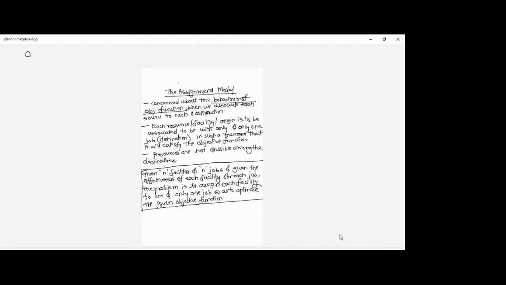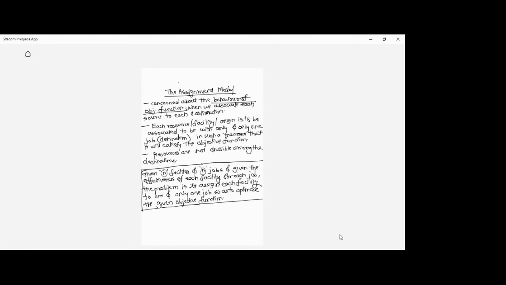So what is happening: given n facilities and n jobs. Here you can see, I'm not using the terminologies m and n. It is only n. Why? Because here the number of tasks is going to be equal to the number of faculties, right? Or the number of facilities is equal to the number of jobs. So here we have n jobs and n facilities. So the number of the jobs and the facilities is going to remain the same. And given the effectiveness of each facility for each job, I'm having extra data.